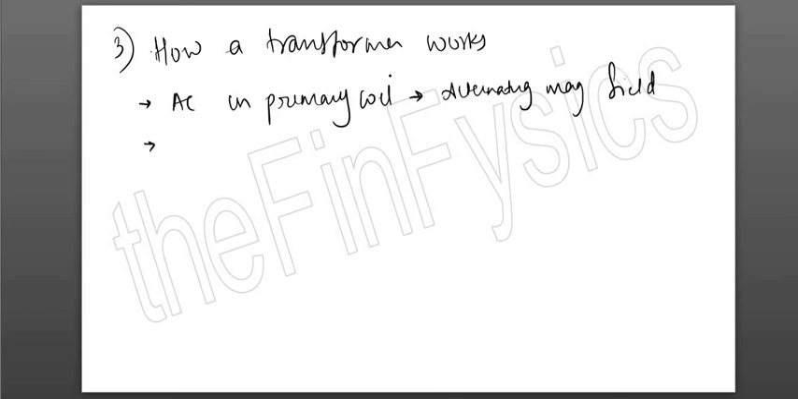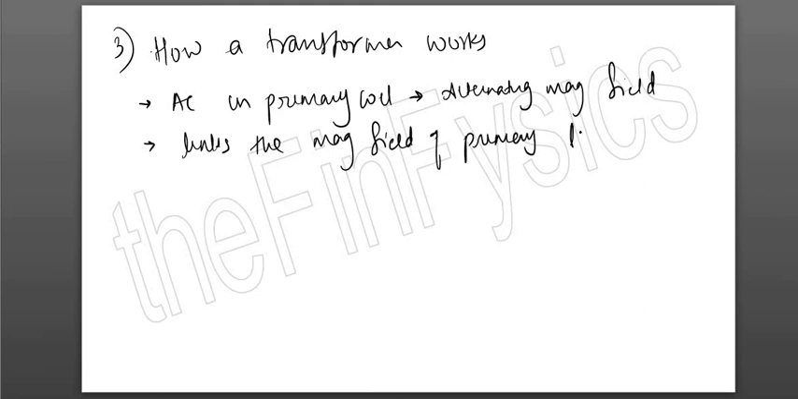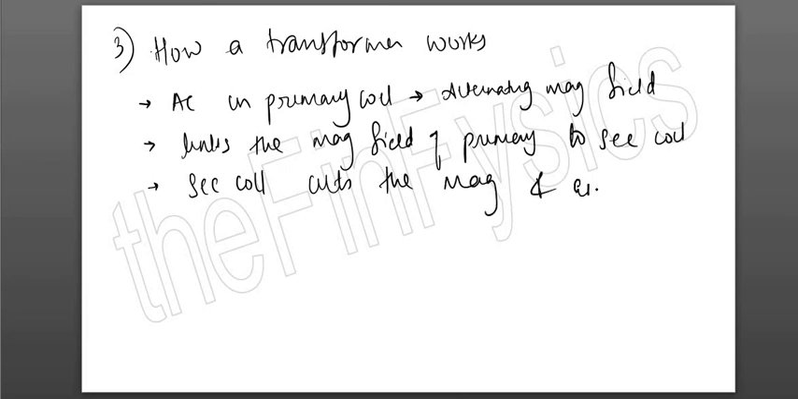Okay, second point, we write about the core. The iron core links the magnetic field of the primary to the secondary coil. Okay, the third, we write about what happens at the secondary coil. So the third point is the secondary coil cuts the magnetic field and EMF is induced. Okay, so 3 points for 3 marks.